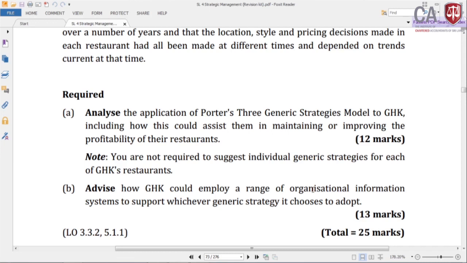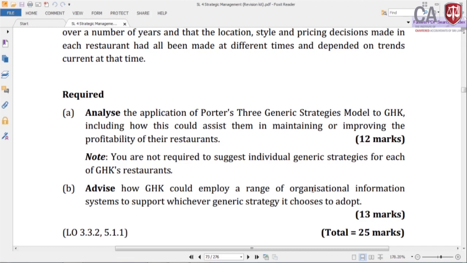How many marks? 12 marks. There is a note. What is the note? You are not required to suggest individual generic strategies for each of GHK's recurrence. So they may have given so many recurrence, but there is no requirement to identify a strategy on each one. There is no such requirement.